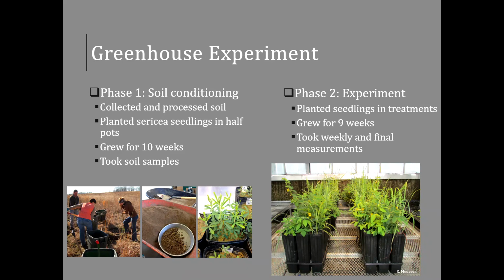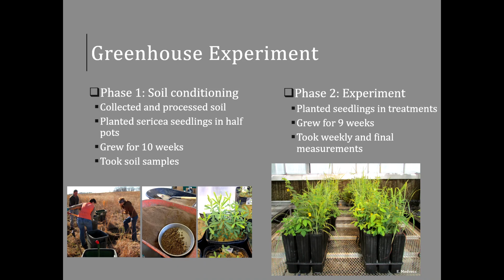Okay. A little bit more about my greenhouse experiment. If I wanted to look at the below ground effects of Sericea, what I had to do was create soil, or find soil, but I chose to create soil that had been changed or affected, or what we like to call conditioned by Sericea. So we went out in the field at Crab Orchard and found a site where Sericea had not been known to be growing. We collected soil, brought it back to the greenhouse, processed it, and then I grew Lespedeza seedlings in that for 10 weeks to condition or change that soil.